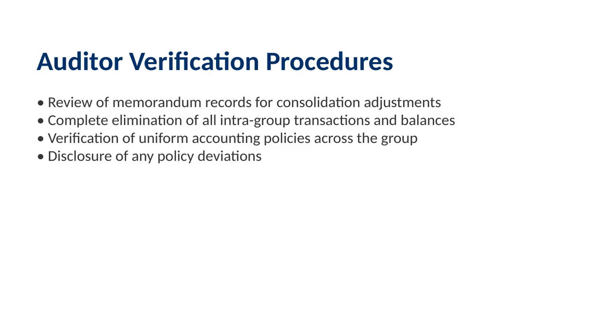Now, how does the auditor actually verify this? Typically, the parent company maintains memorandum records for these consolidation adjustments. Your job as the auditor is to review these records thoroughly. But you can't stop there. You must specifically verify three things. First, that all intragroup transactions and balances have been completely eliminated. Second, that uniform accounting policies have been used for similar transactions across the group. And third, that any deviations from these policies are adequately disclosed.